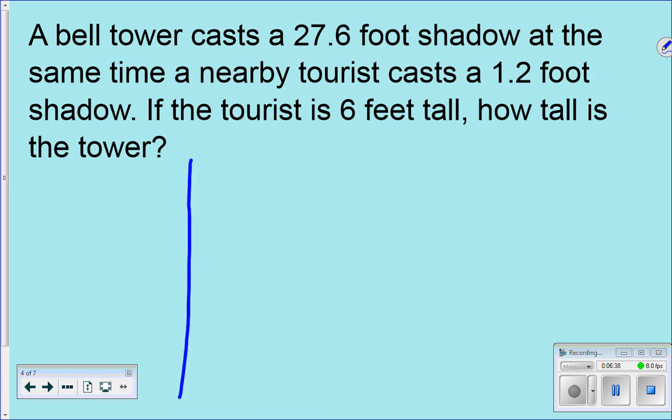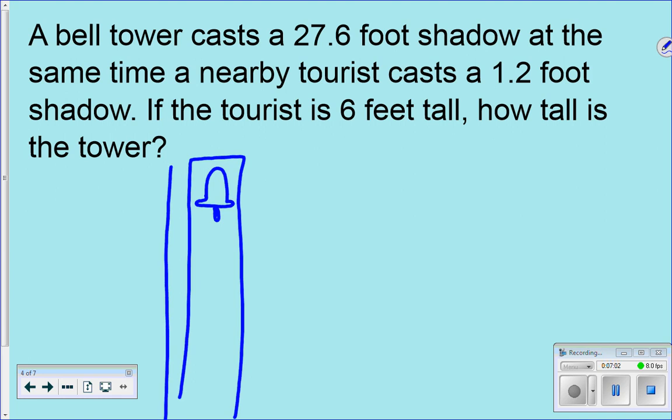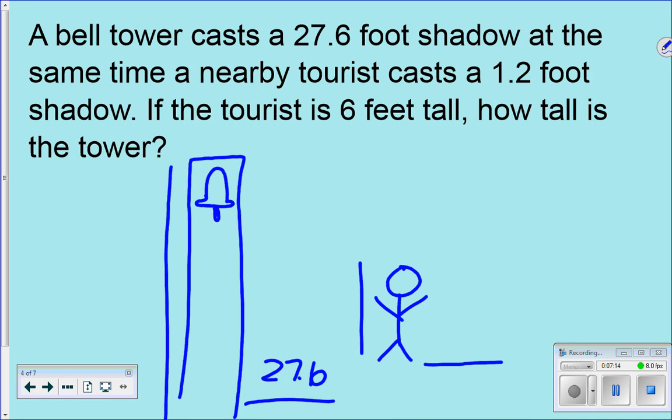So my bell tower, we'll make this my bell tower. I'm going to even put a bell in it. It's a bell. Something like that. Kind of does, doesn't it? There's my bell. And then, let's see. The shadow. Wait, what do I know here? Bell tower's shadow is 27.6. And then a torus. My torus's shadow is 1.2 feet. And he is 6 feet tall. And I want to know how tall this one is.